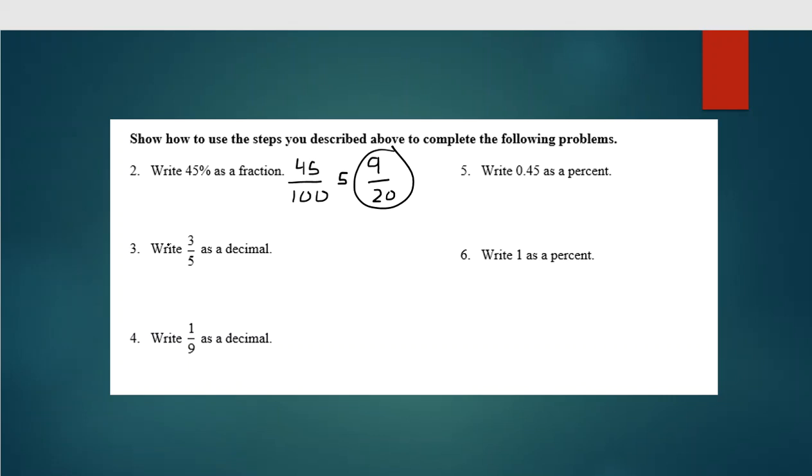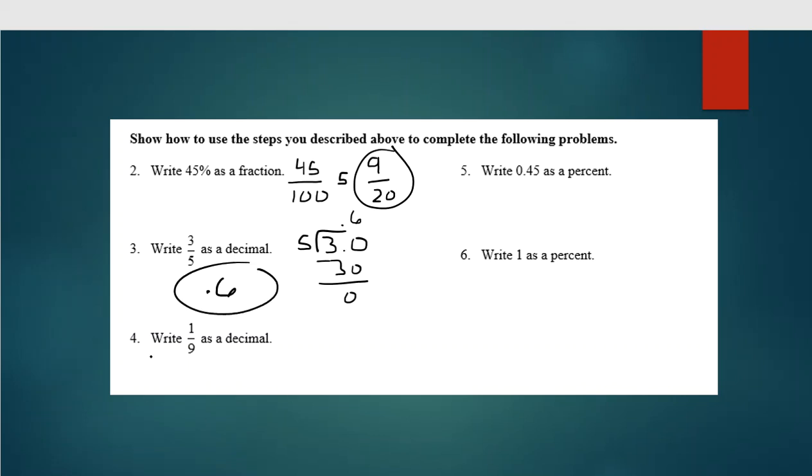The next one, write 3/5 as a decimal. So remember, to write a fraction as a decimal, you take the top number, you divide by the bottom number. 5 doesn't go into 3, so we add a decimal and a 0. 5 does go into 30 6 times. 6 times 5 is 30. So 3/5 as a decimal is 0.6.